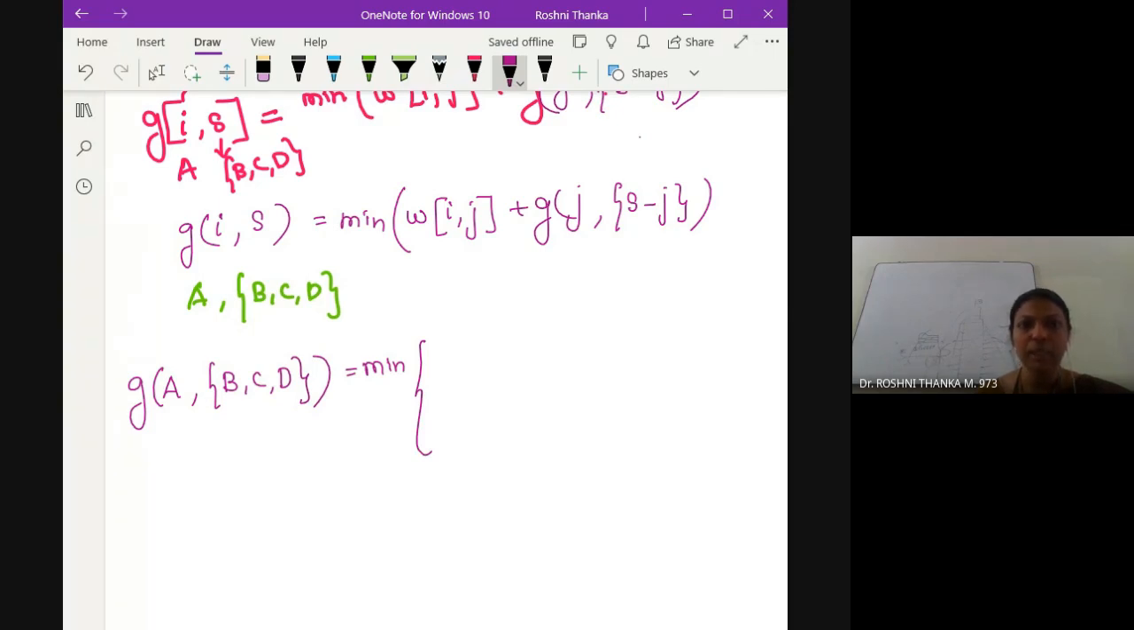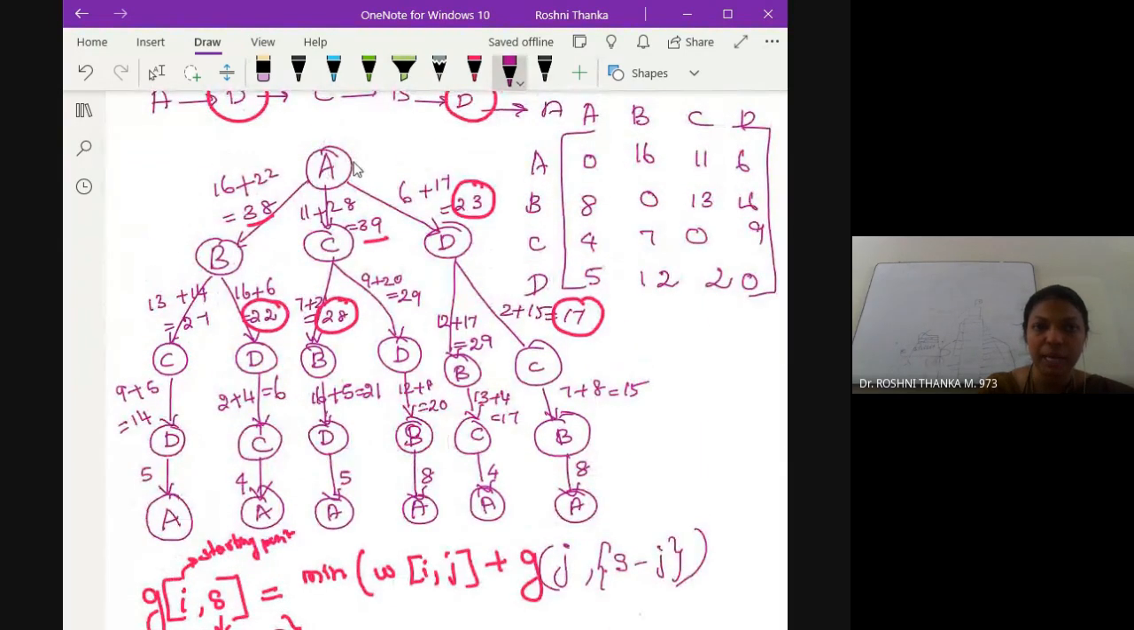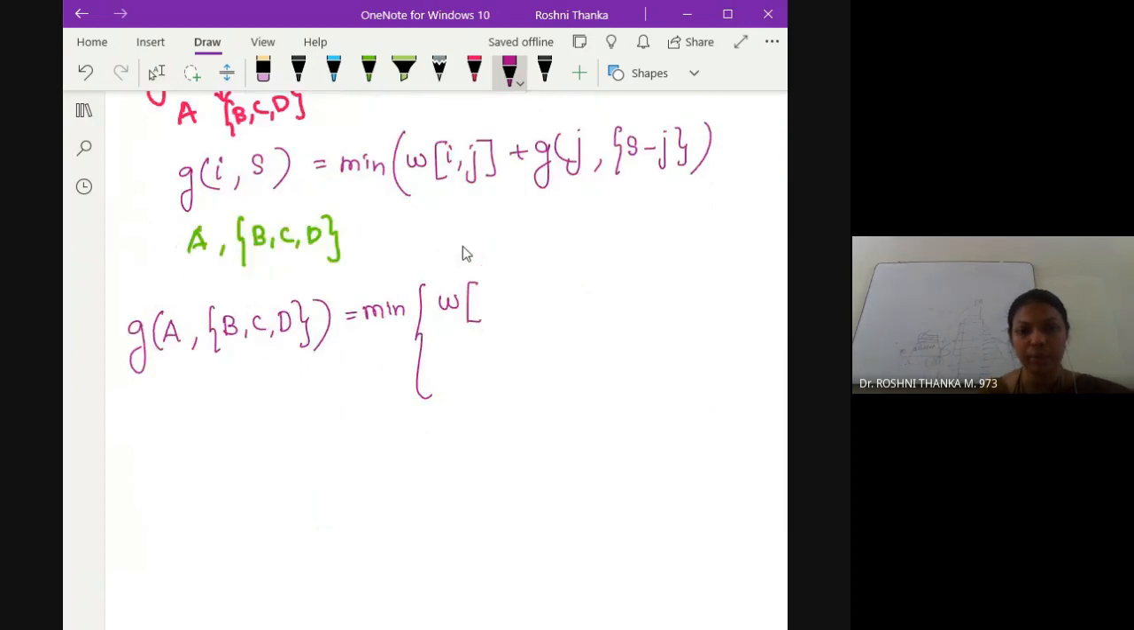One path is I can say the weight of moving from this subset. I can go to any path, because I can go from A to B, or from A to C, or from A to D. You can see in the graph, when I start from A, I have three options. Either I can go from A to B, or from A to C, or from A to D. So that is what we are going to see here.